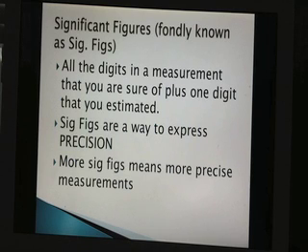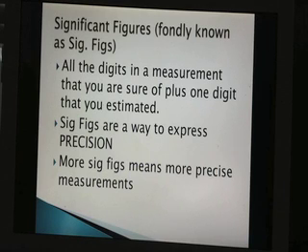Well, we need to talk about something called significant figures. Some teachers might call them significant digits. From now on, I'm going to call them sig figs. So sig figs are significant figures. Well, what are they? They're all the digits in a measurement that you are sure of, plus one digit that you estimate. Sig figs are a way that we can express our precision.